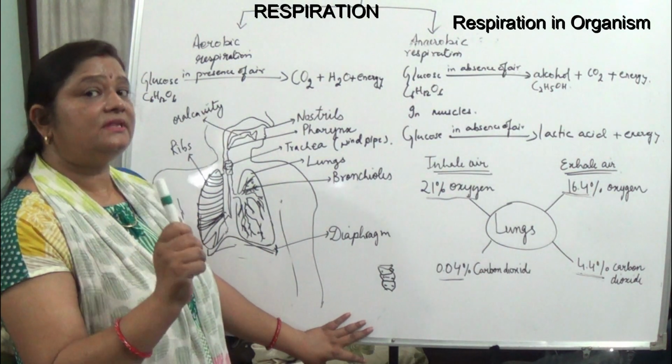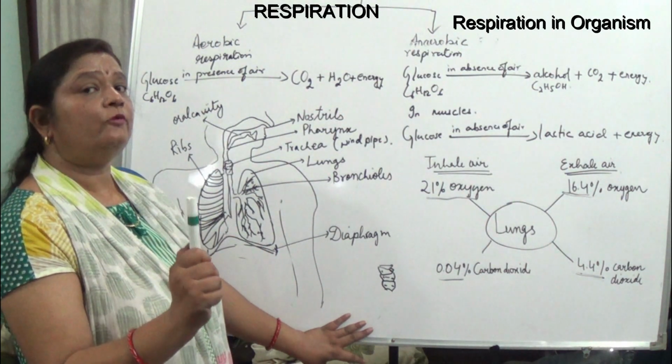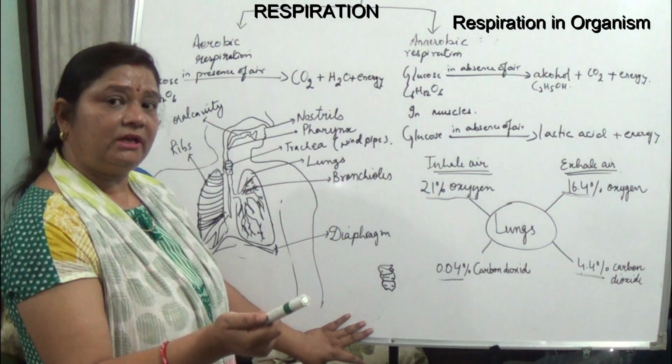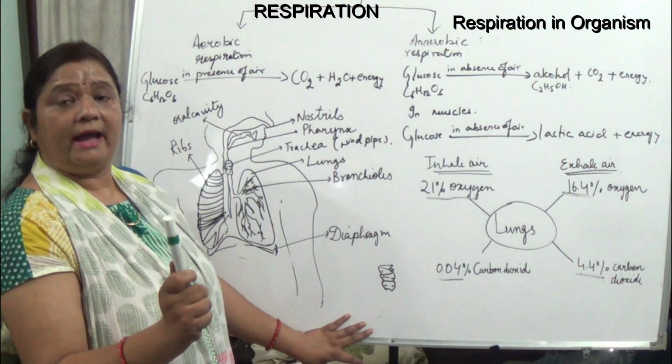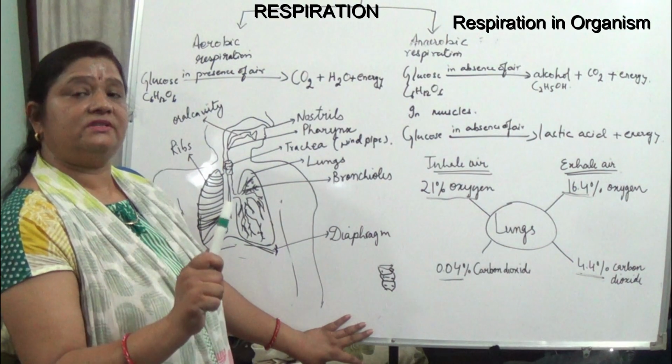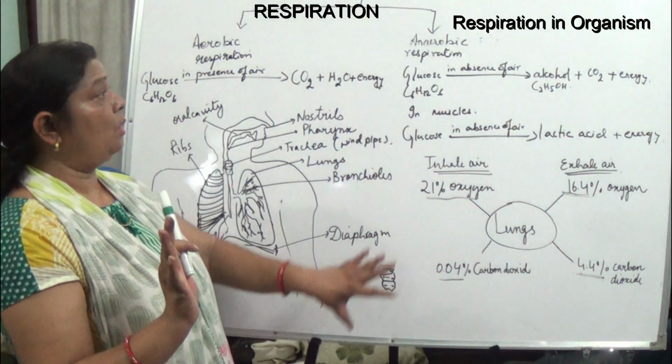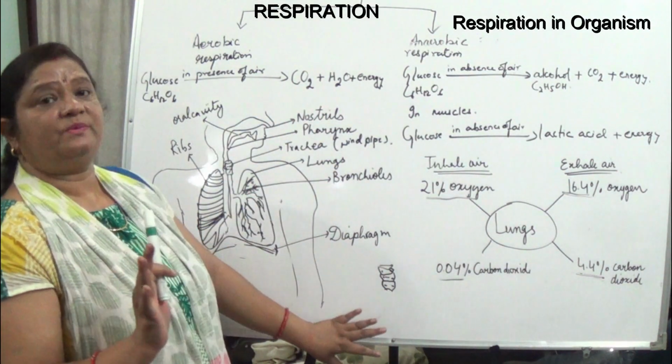But in photosynthesis, when they are preparing their food, they take in carbon dioxide and give out oxygen. Okay, so don't confuse in that. In respiration always oxygen is taken and carbon dioxide is given out. So this is all about the chapter respiration in living organisms.